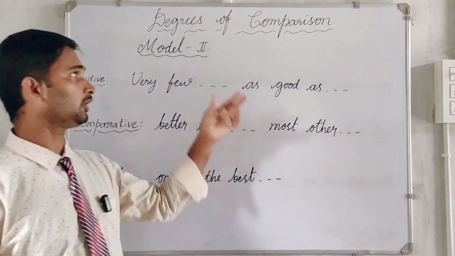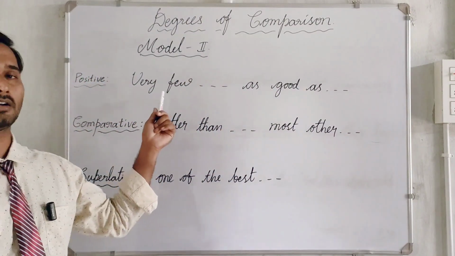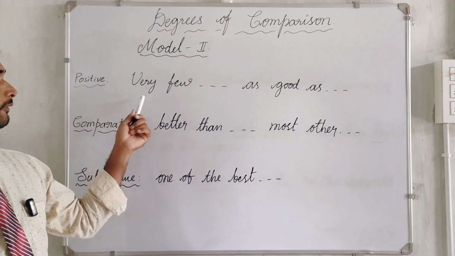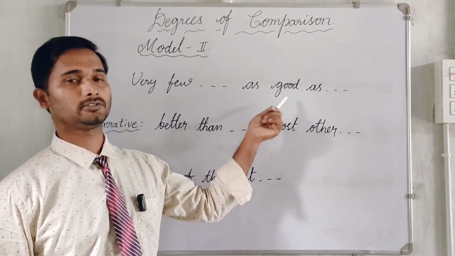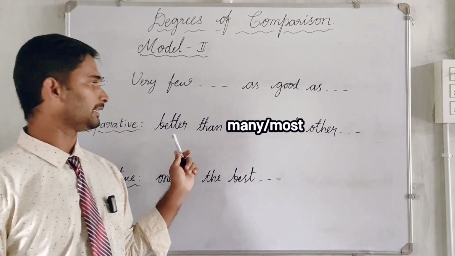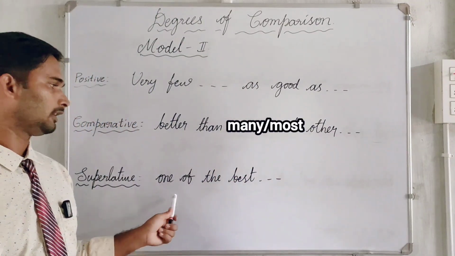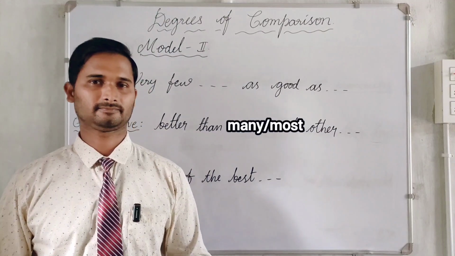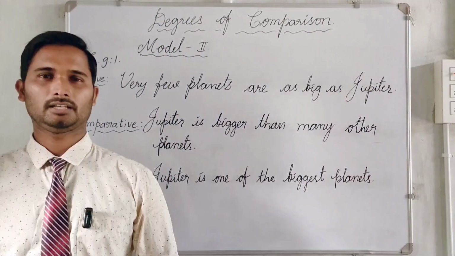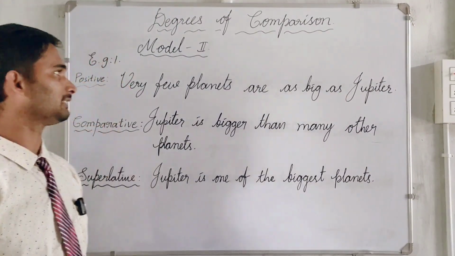Let us now see Model 2. Some hints or the key points. Positive: very few, as good as. Comparative: better than most other. Superlative: one of the best. Let us learn Model 2 with some examples.